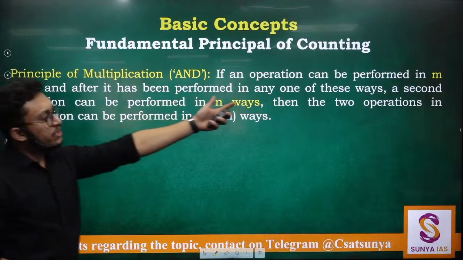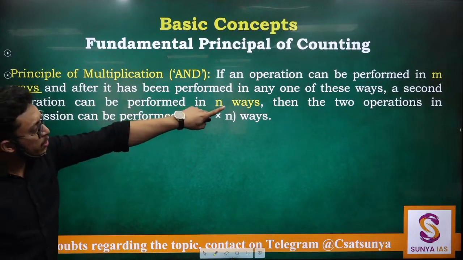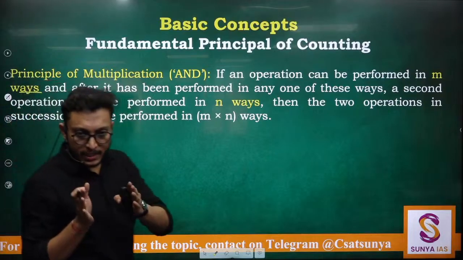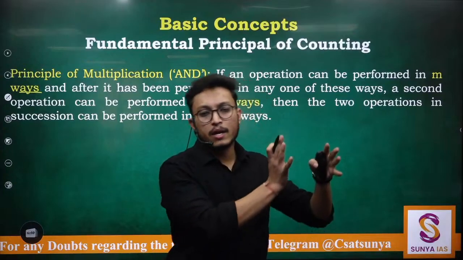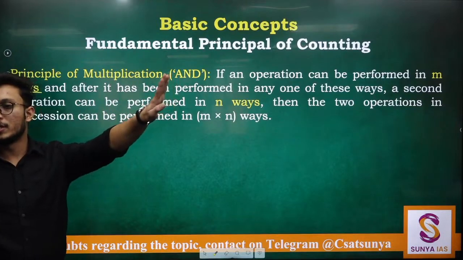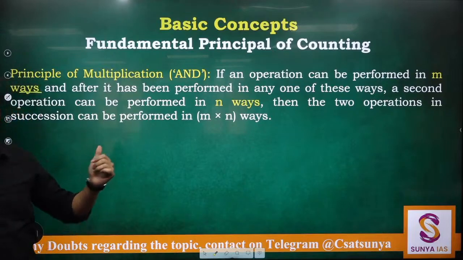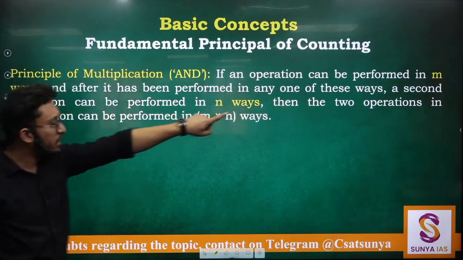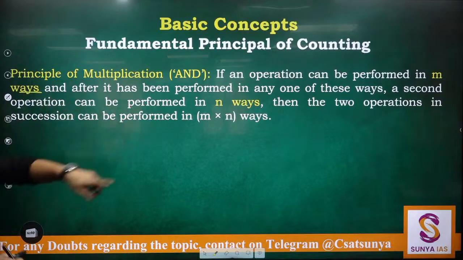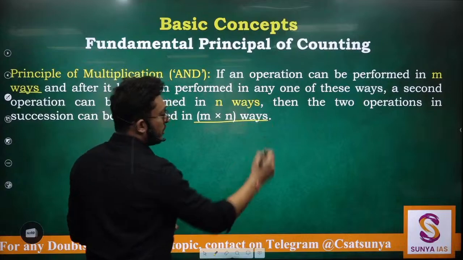Here, if an operation can be performed in m ways and it has been performed in any of these ways, a second operation has to be performed. That means first I need to perform an operation, then I am supposed to perform the second operation. Earlier, either I had to wear a shirt or a t-shirt, 2 separate events. These are not separate events. First I have to perform that operation, next I have to perform this operation. I need to perform both the operations. Then the 2 operations in succession can be performed in m cross n ways.